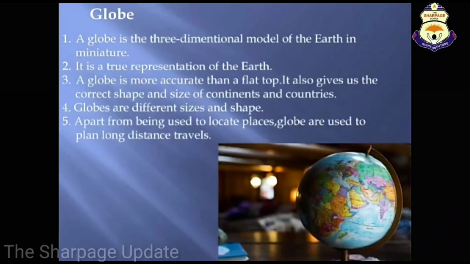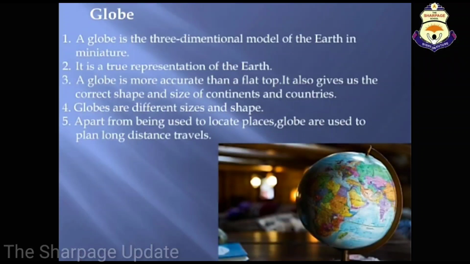Globe. A globe is the three-dimensional model of the earth in miniature. That means in a smaller form we are representing the total earth. So this is a true representation of the earth. This globe is more accurate than the map, and this globe also gives us the correct shape and size of different continents as well as countries. Globes are of different sizes and types.